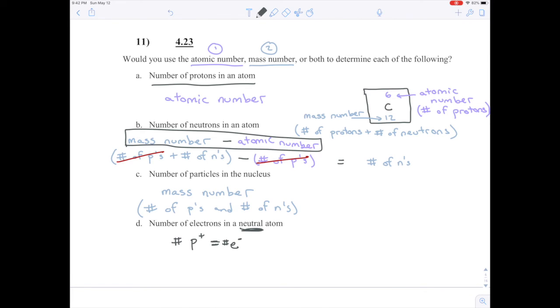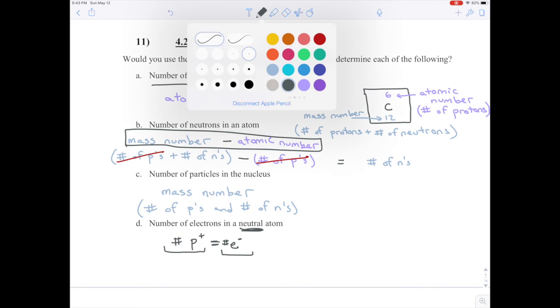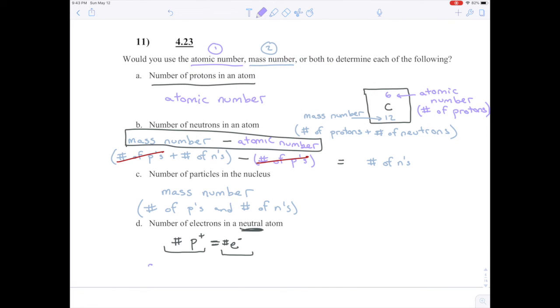So in a neutral atom, if you're looking for the number of electrons, well, all you need to know is the number of protons, and it'll be the same. The number that tells you the number of protons is the atomic number. The atomic number tells you the number of protons. So you would only have to use that number in order to figure out the number of electrons in a neutral atom, because the number of protons and the number of electrons in that case would be the same.